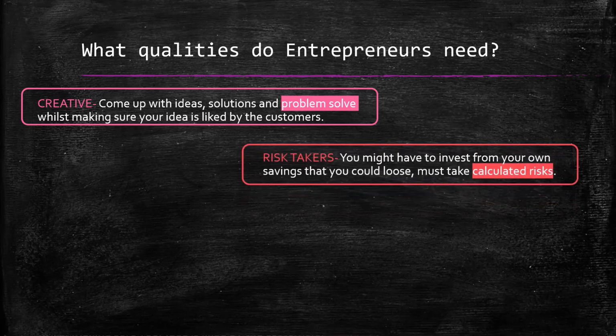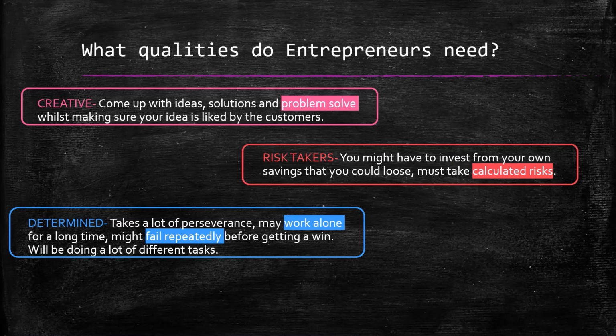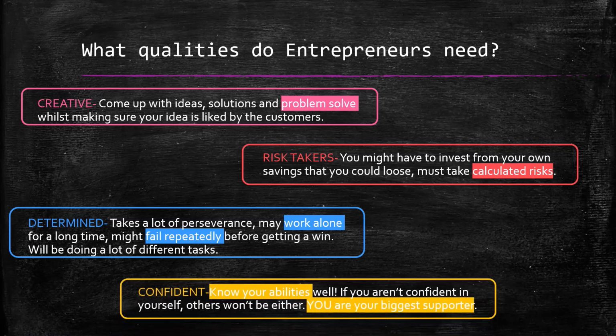Risk takers. You might have to invest from your own savings that you could lose. You have to take calculated risks. Determination. It takes a lot of perseverance. You may work alone for a long time and you might fail repeatedly before getting a win. And you will be doing a lot of different tasks. And confidence. Know your abilities. If you aren't confident in yourselves, then others won't be either. You are your biggest supporter.